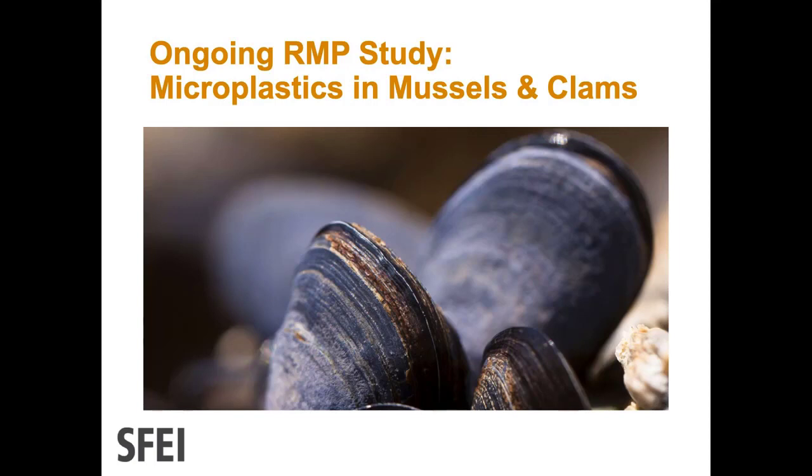So as they're filtering all that water, you could imagine they're taking up microplastics too. And we collected these samples, we sent them to Chelsea's lab, and we've already started to get the data back. It does look like there are microplastics in our mussels and clams. So very similar to the prey fish, right, that Diana presented earlier. So we'll be reporting on these findings soon.